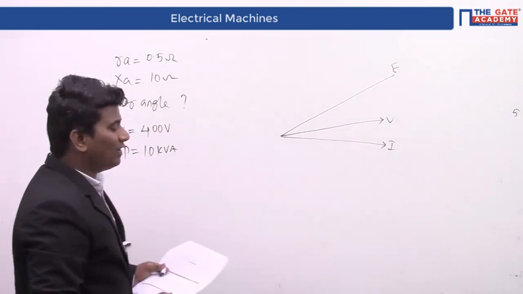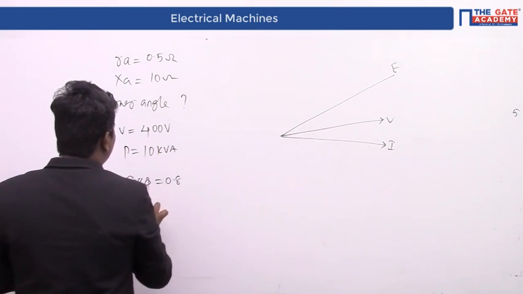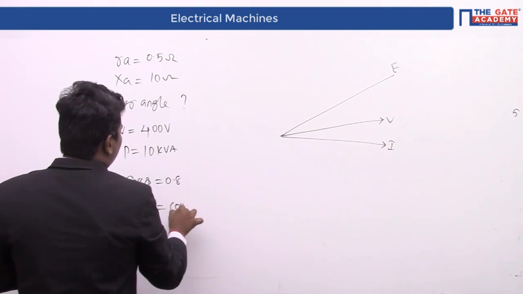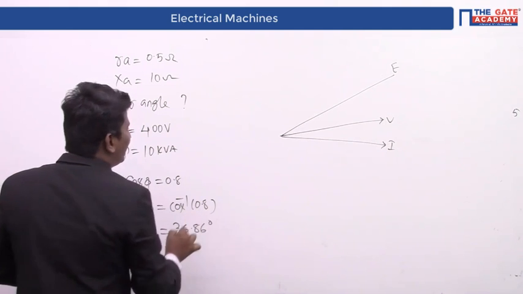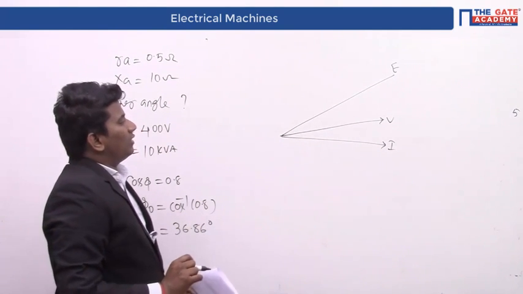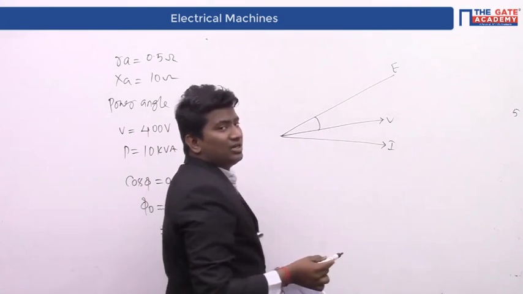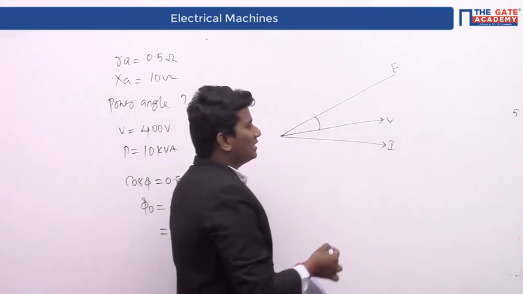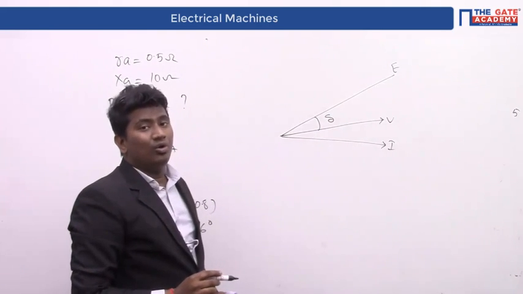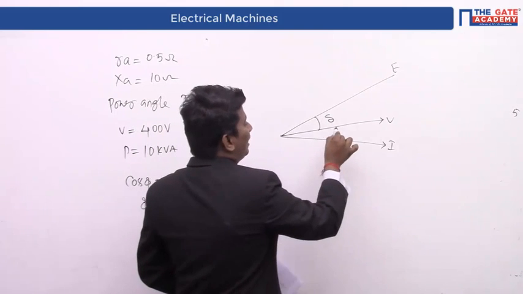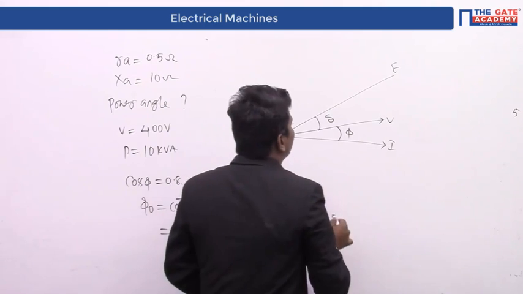What is the power factor they have given? They have given the power factor as 0.8, and therefore phi naught is equal to cos inverse of 0.8, and it is 36.86 degrees. Now, what is the angle between generated induced EMF as well as the load voltage? It is the load angle or power angle. And what is the angle between voltage and the load current? It is the power factor angle, right?